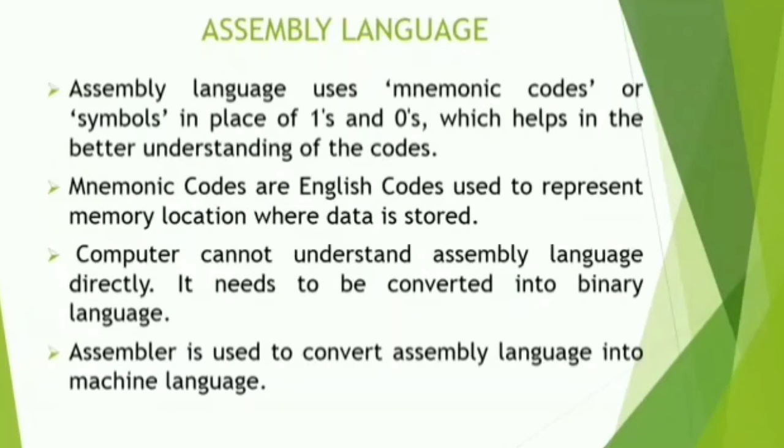Second one is assembly language. Assembly language uses mnemonic codes or symbols in place of ones and zeros, which helps in better understanding of the code. Mnemonic codes are English codes used to represent the memory location where data is stored. A computer cannot understand assembly language directly. It needs to be converted into binary language. So an assembler is used to convert assembly language into machine language.